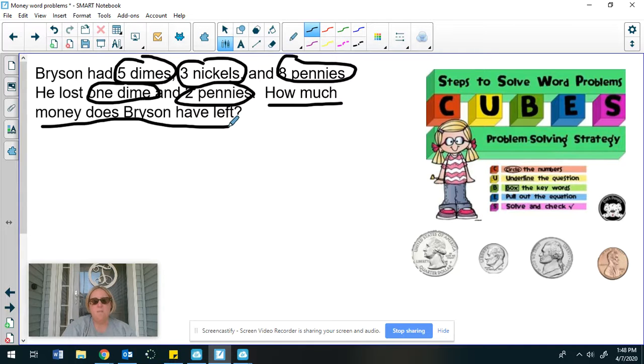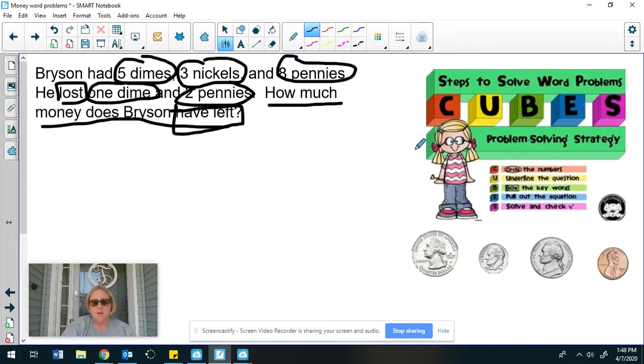Now, I need to box clue words. Well, I know that he lost money, and I know that the problem is asking me how much he has left. So I know that he's going to lose some money, which means I need to find out how much he has, take some away, and then count it.